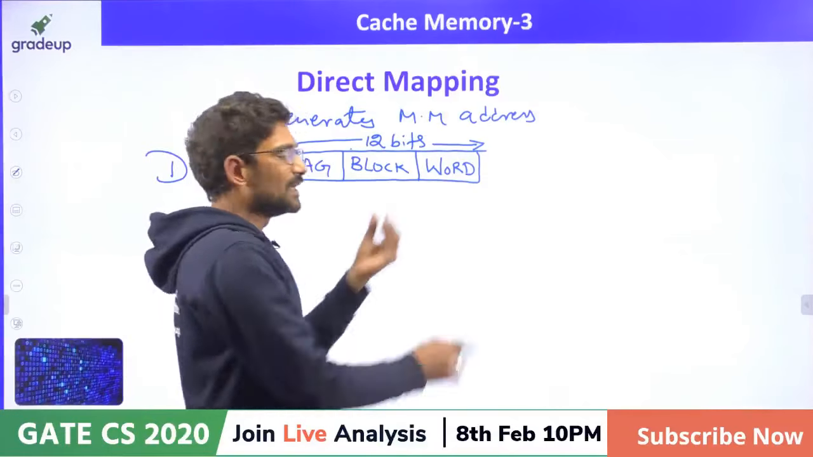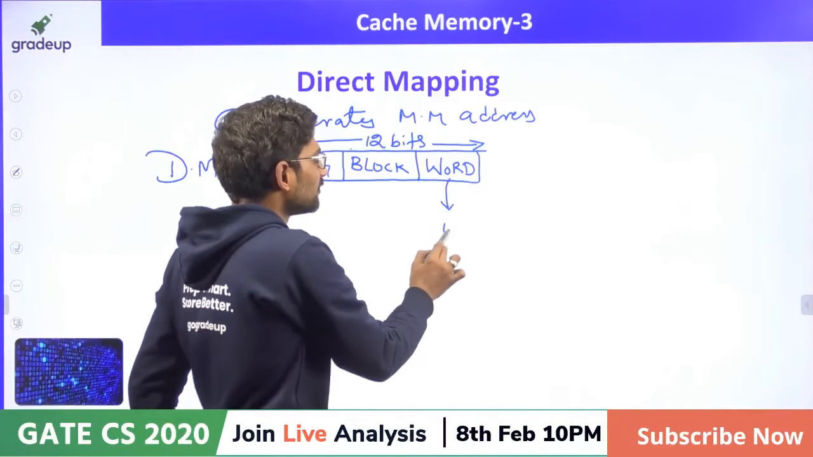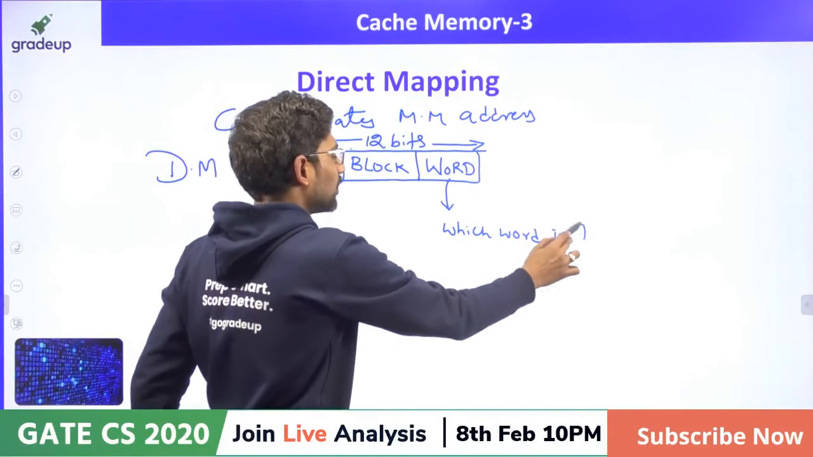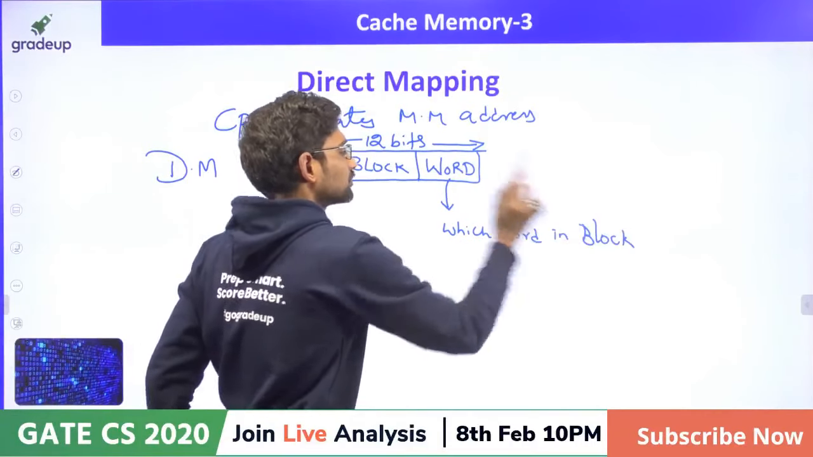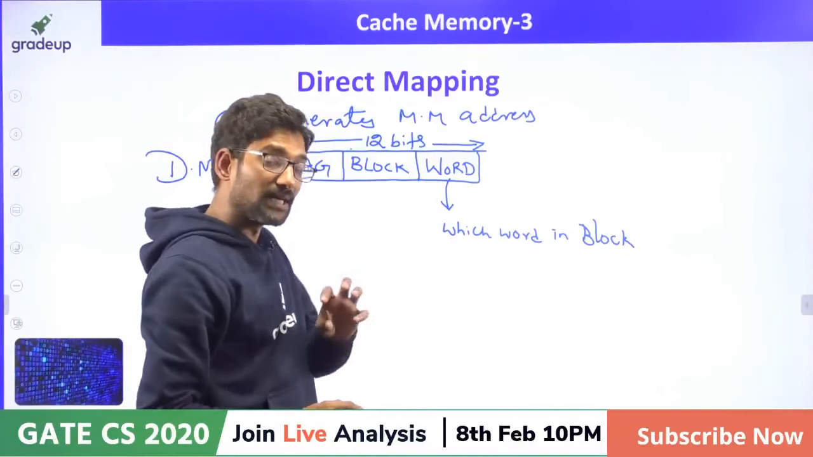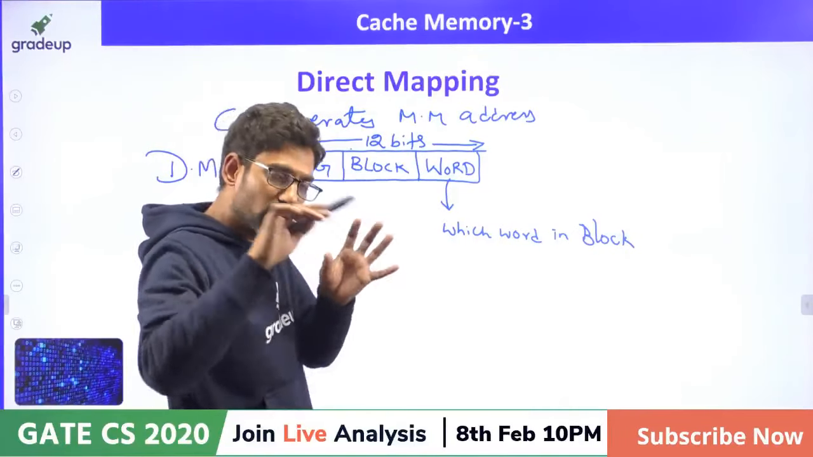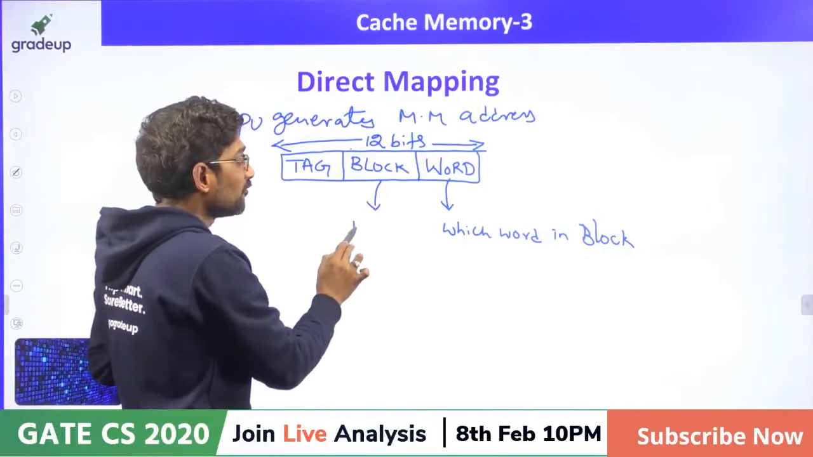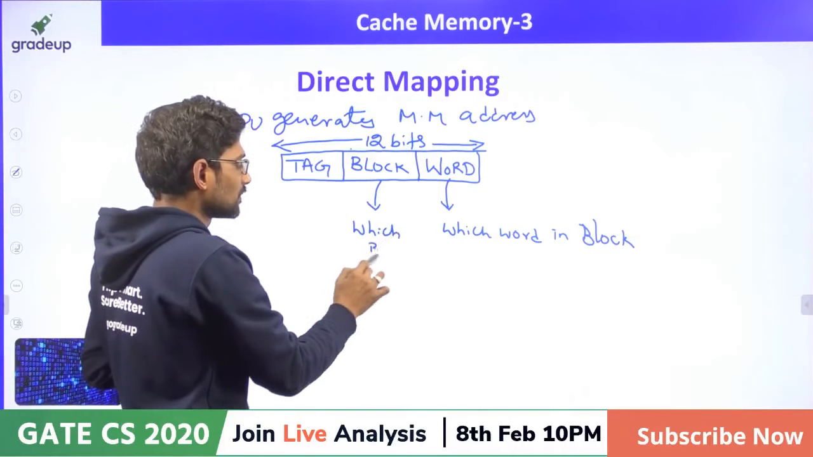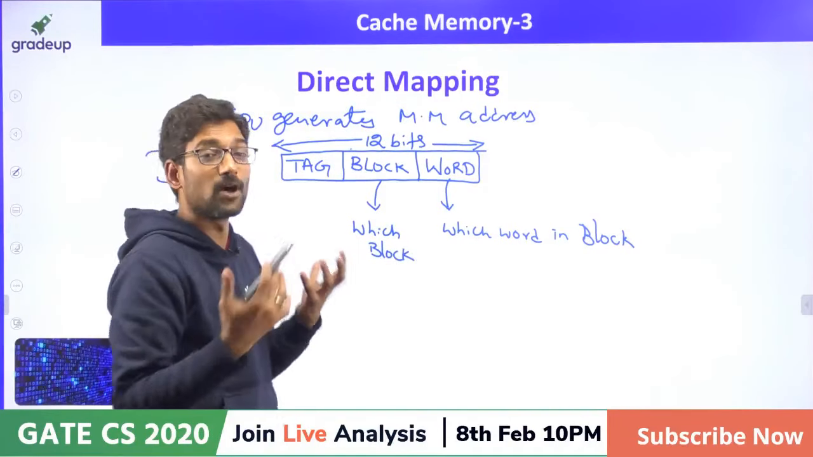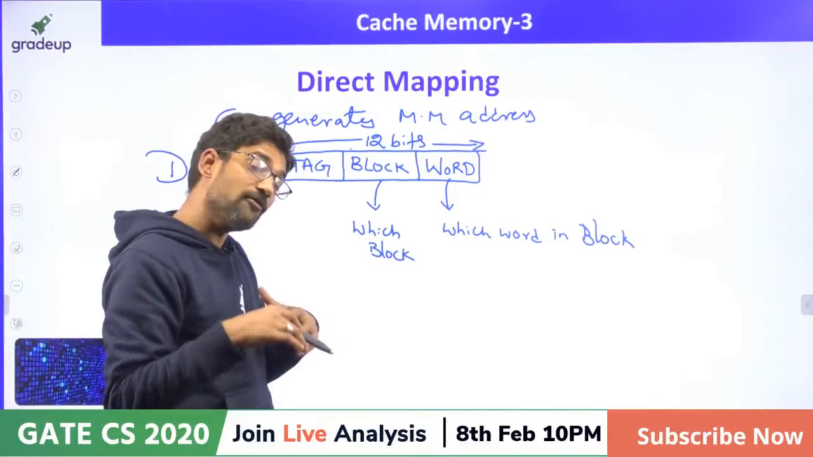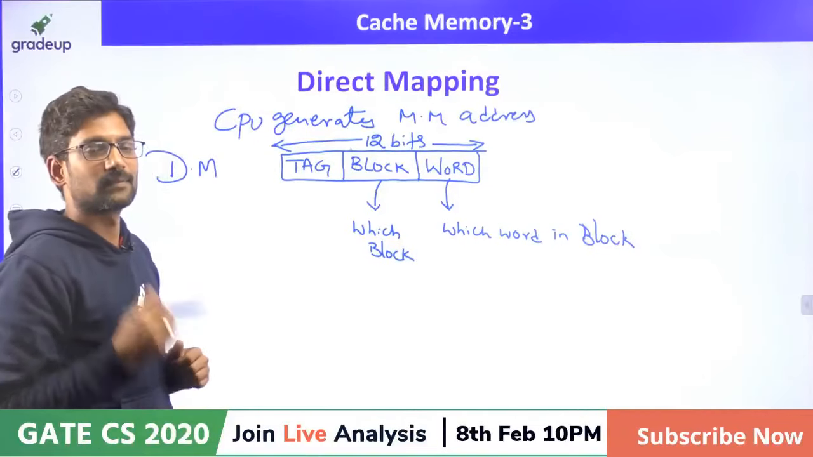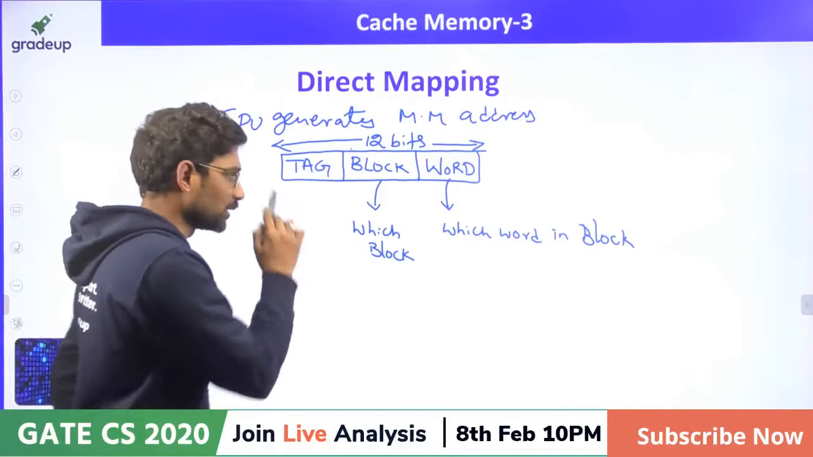What does word mean? Which word in the block? Because in a block multiple words will be there, no? So in those multiple words, which word? Which block? Because in memory there are many blocks. In that, which block? Then what is a tag, sir? Here you will understand.